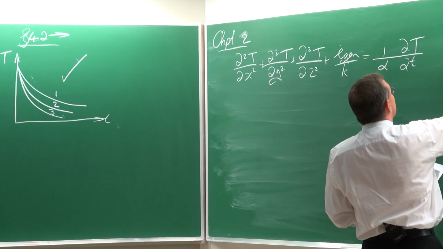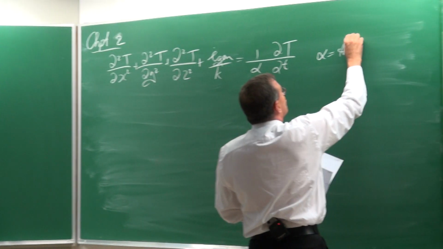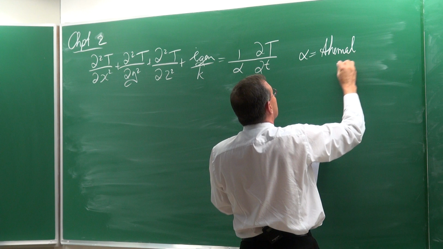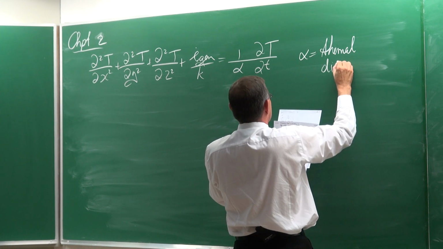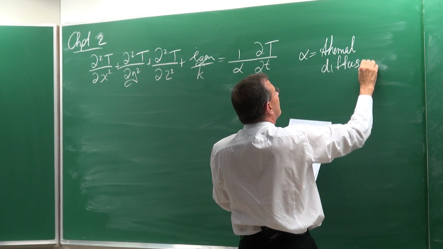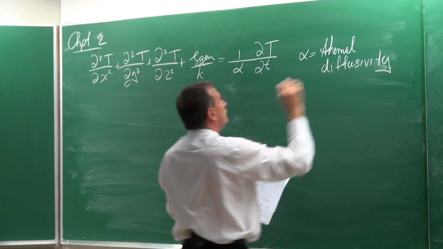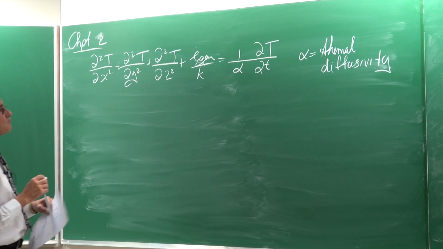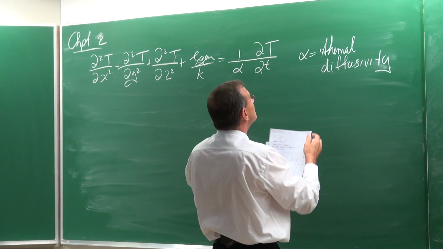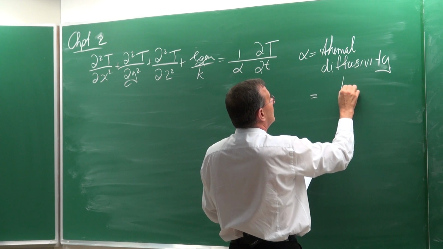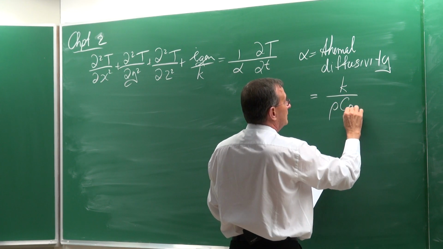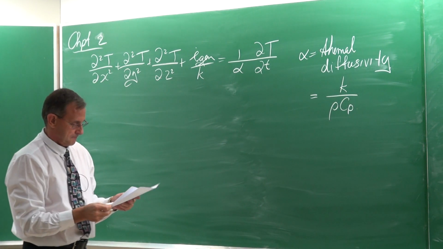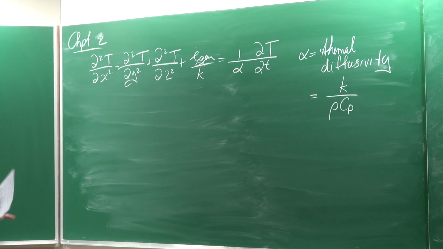And this alpha is the thermal diffusivity. If you can't remember, it's the thermal diffusivity, and it is equal to k divided by rho Cp. Okay. So that is the general equation in 3 dimensions.